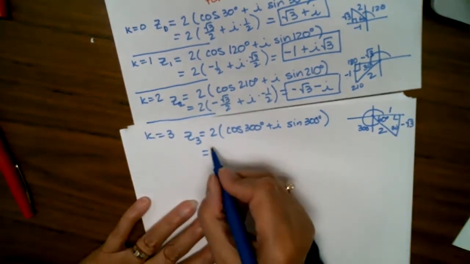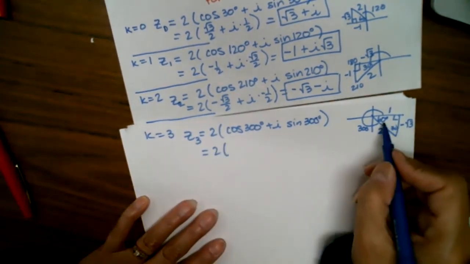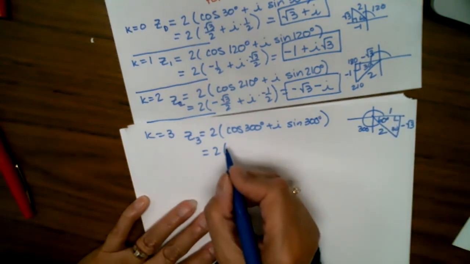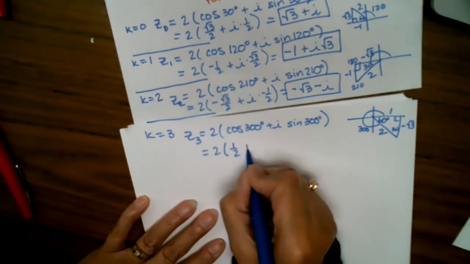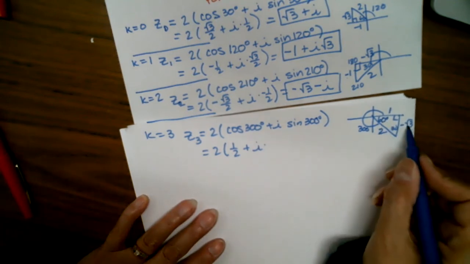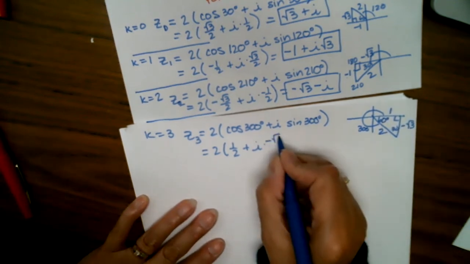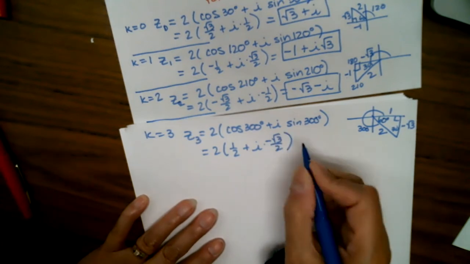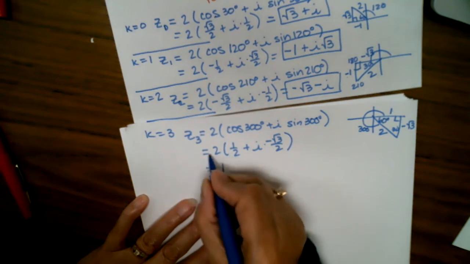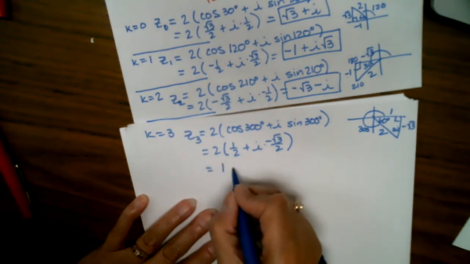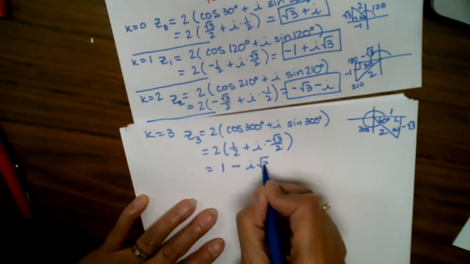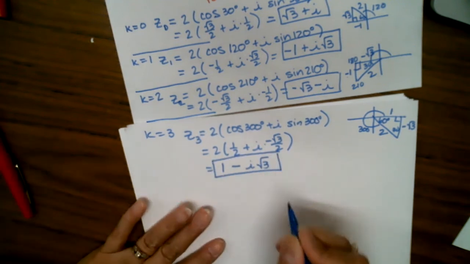So let's see what we have here. That's 2 times the cosine of 300, which would be positive 1/2, plus i times the sine of 300, which would be negative square root of 3 over 2. And distribute, and that's going to be 1, distribute your 2, the 2's will cancel, minus i times the square root of 3. And there's our last root.